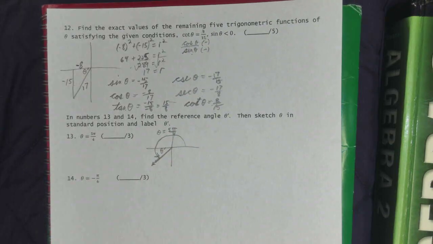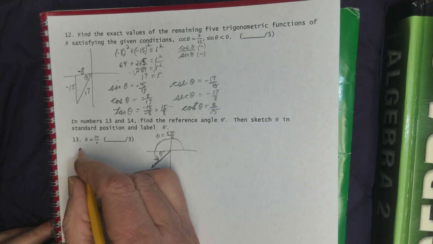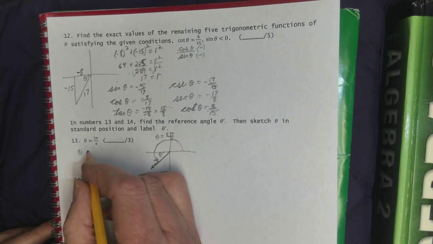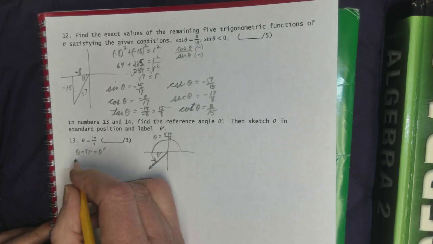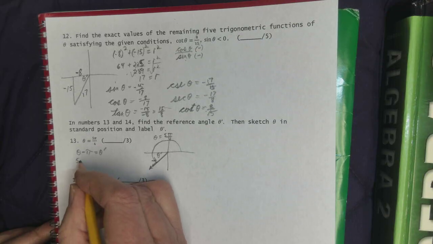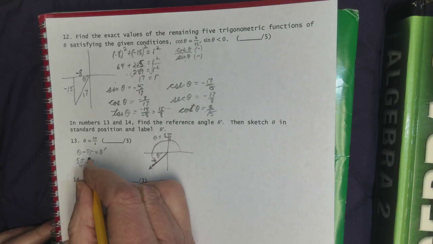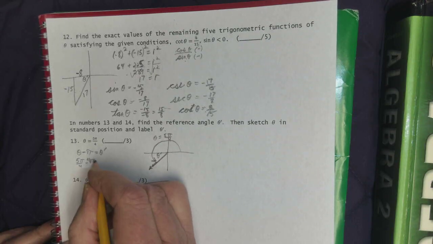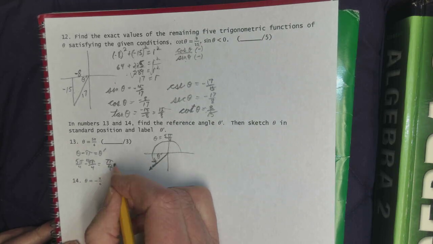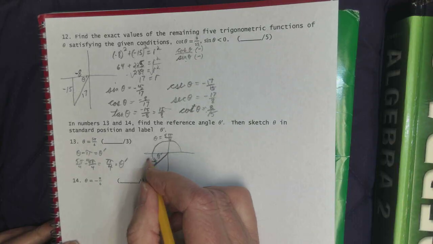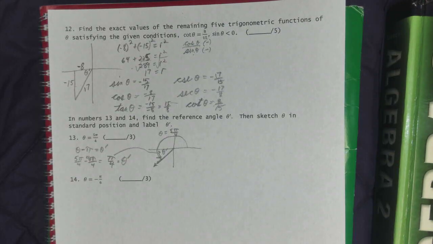And what you do is, in the third quadrant, you take theta minus pi, and you get theta prime. You get your reference angle. So 5 pi over 4 minus pi, I'm going to write 4 pi over 4 for pi, is equal to pi over 4. And that's theta prime. Pi over 4 is theta prime. Okay.